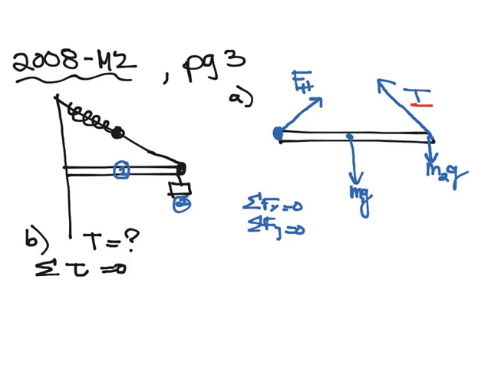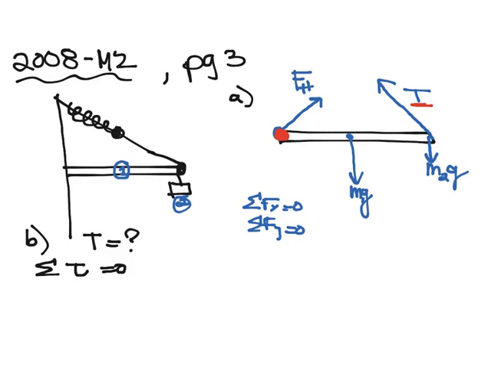Now I want to find tension at the end, so I don't want to put the pivot point right here, because then my radius for tension would be 0, and the torque for tension would be 0. So I'm not going to put my pivot point right there. However, it would be useful to put my pivot point right here, because then the distance between my pivot and FH would be 0, and FH will be canceled out.